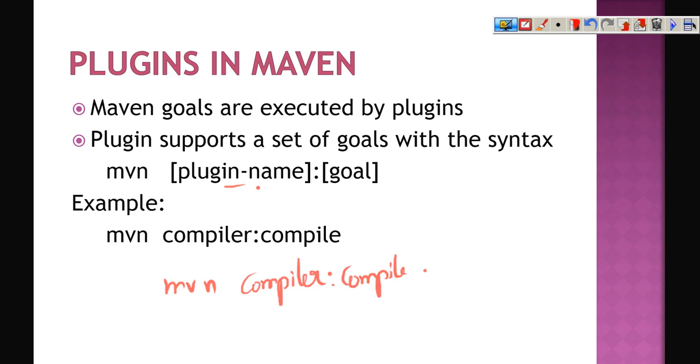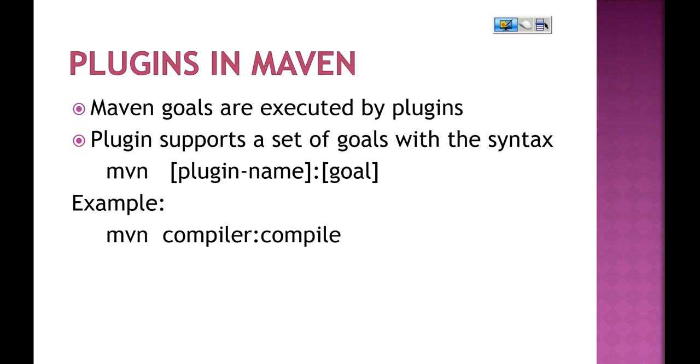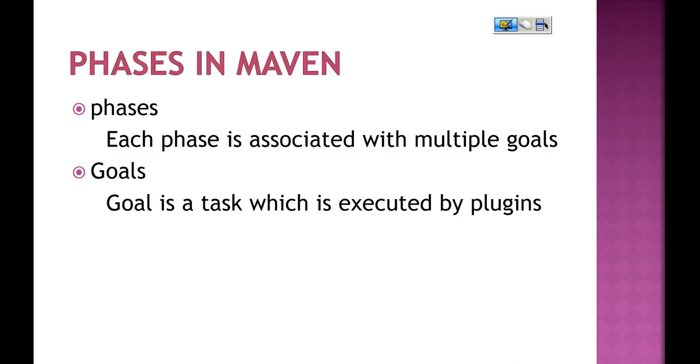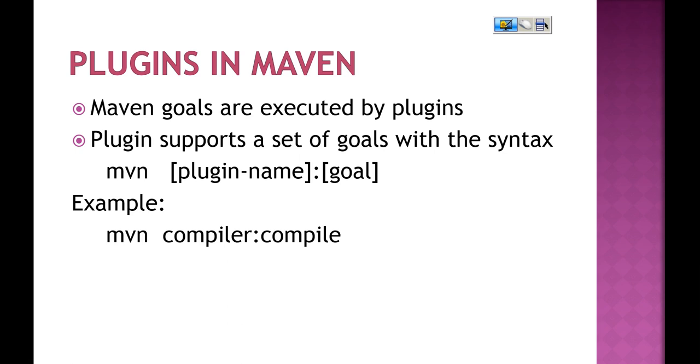This is the difference between phases, goals, and plugins. I'll repeat: plugins are nothing but what execute the tasks, a phase is a set of multiple goals, and each goal will be executed by a plugin. We will be using many plugins in Maven, and all this plugin information will be placed in the POM file. We'll be talking about the POM file in the next session.